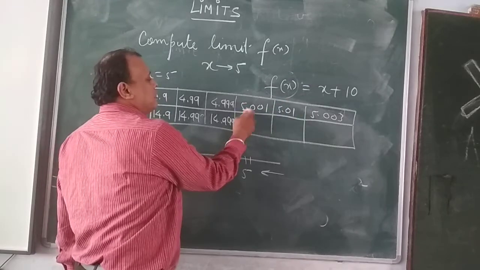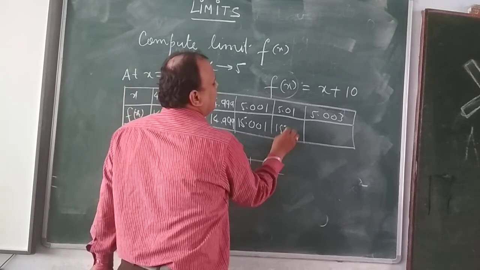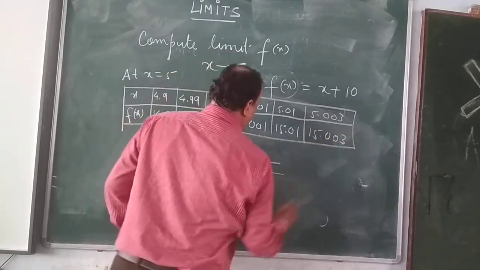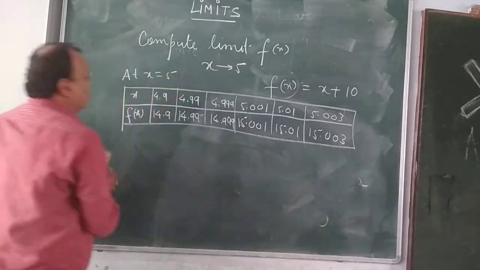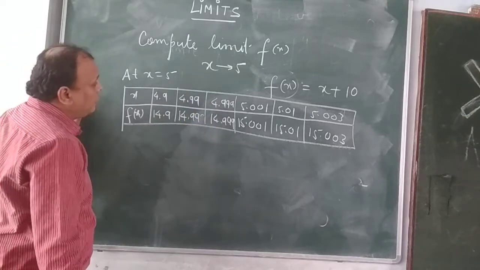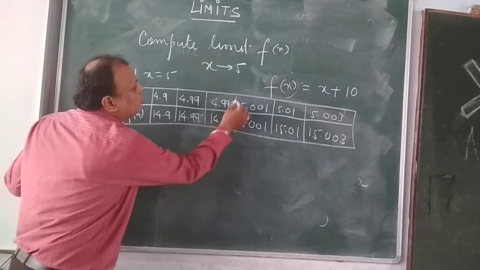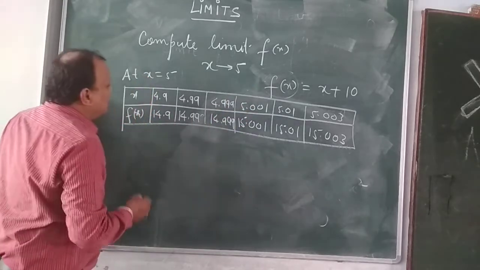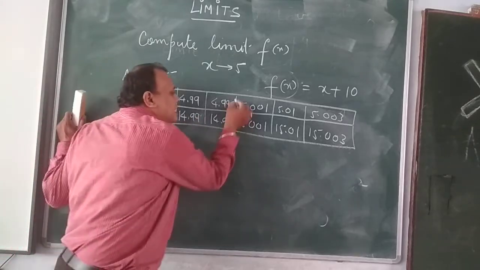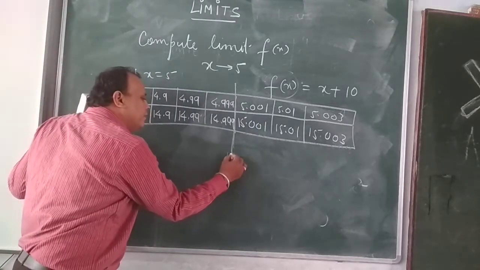When you add up this, we get still 15.001. Here 15.01. Here 15.003. These are the values of the function f of x at the said values of x. We have seen that as and when x is approaching towards the value 5, the value of the function also approaches slowly. You can see that it is approaching nearer and nearer to the value 15.